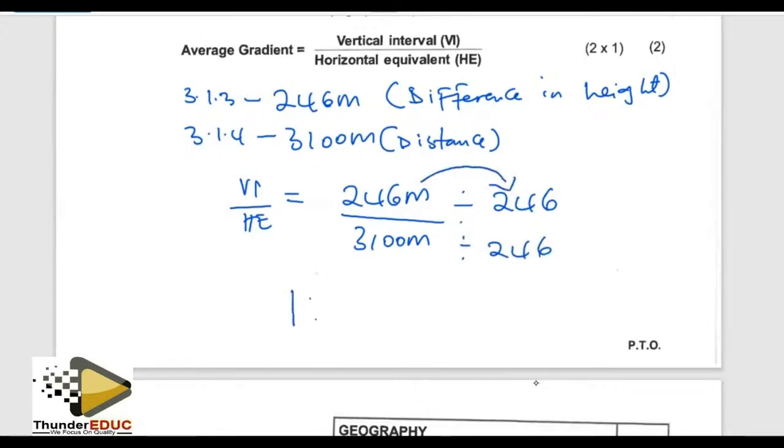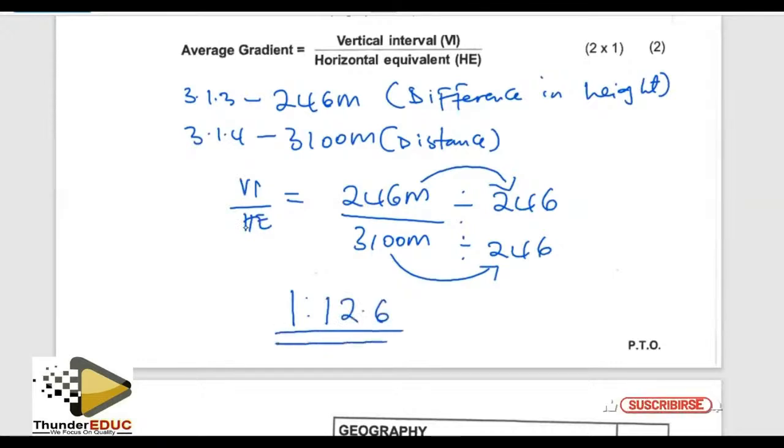Don't forget that our answer for gradient must be in a ratio. So it's going to be 1 to 3,100 divided by 246, so our answer is 12,6 as our gradient.